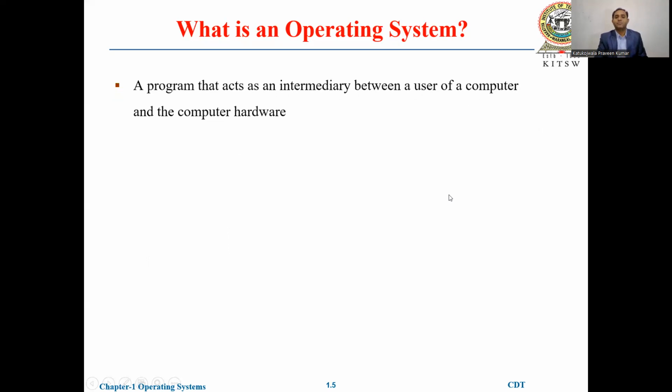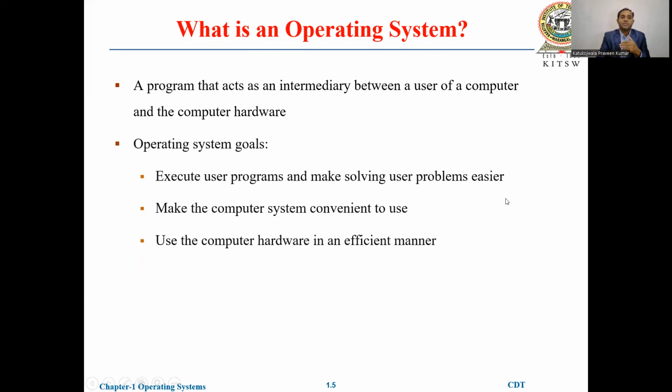Before starting this, what is an operating system? Operating system is a program that acts as an intermediary between the user and the computer hardware peripherals. It may be any hardware peripheral, and it must sit between user and hardware peripherals. The goals of operating system are to execute user programs and make solving users' problems easier.